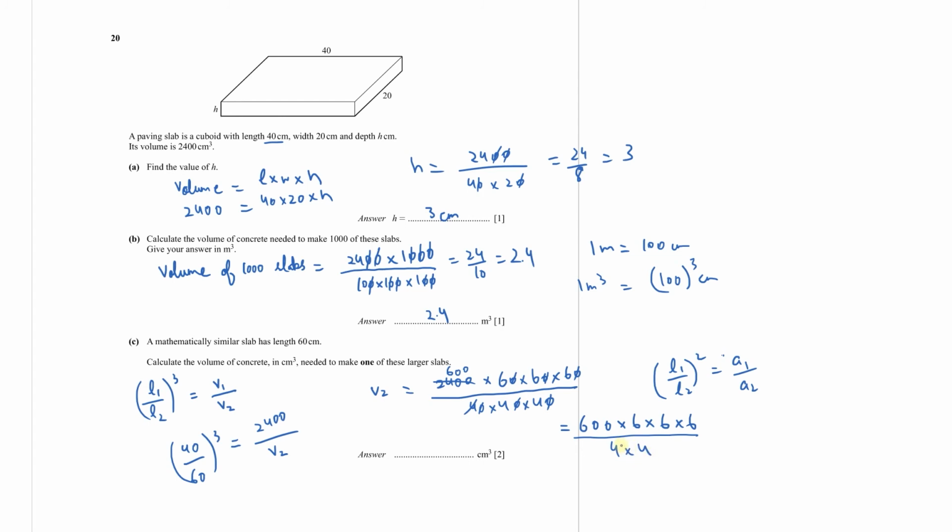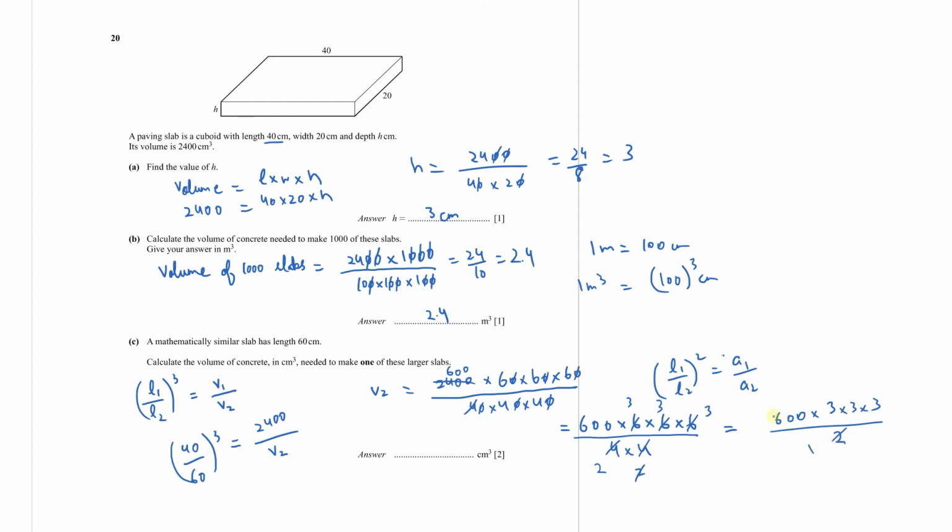So I can simplify this even further. So 2 times 2 is 4, 2 times 3 is 6. Then again 2 times 2 is 4, 2 times 3 is 6. And I can cancel this 2 out as well. 2 times 1 is 2, 2 times 3 is 6. So I will now get 600 into 3 into 3 into 3 divided by 2.